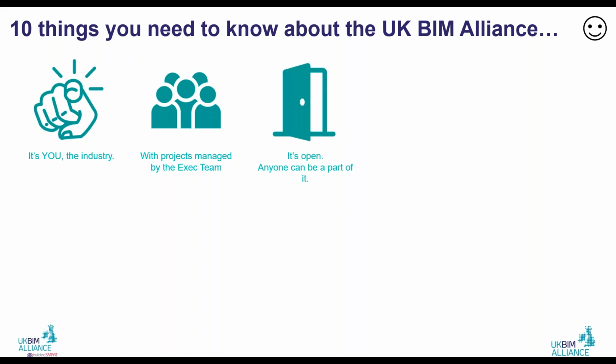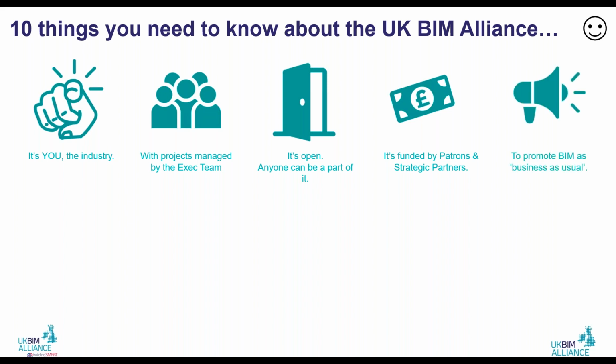It's very much an open door. So if you wanted to get involved as an individual, as an organisation, there's opportunities there. We don't draw on any government funding or Innovate UK funding or anything like that. So we have to finance activities that the Alliance supports. We are luckily funded by patrons and strategic partners. We'll talk about that shortly. And the core objective of the BIM Alliance is to promote BIM to business as usual in the UK. That's what we're here to do.